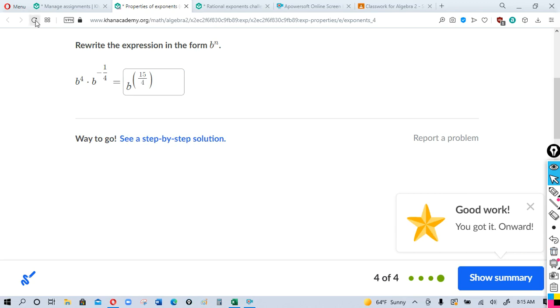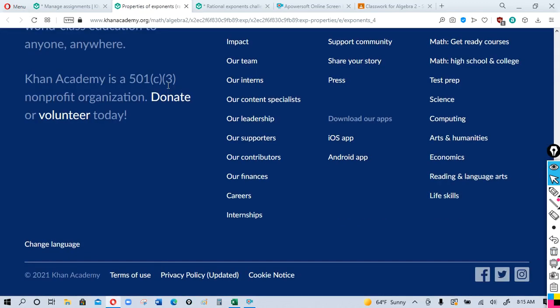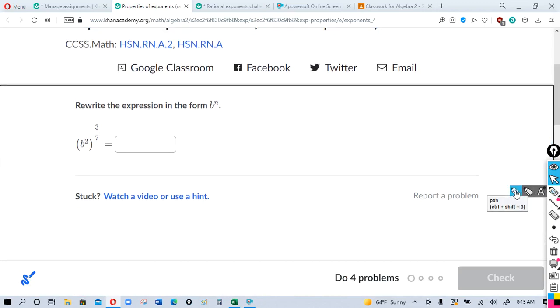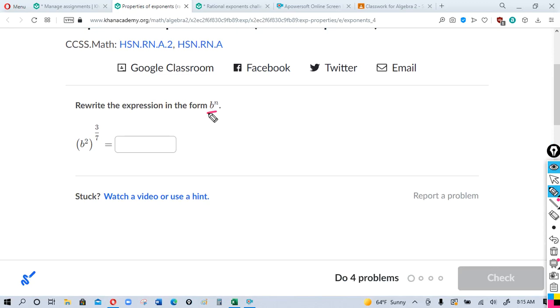All right, one more, because these are tough. So write it in the form of b to the n. When you have something with an exponent and you raise that whole thing to another exponent, you multiply the exponents. So we have b, and the 2 is going to be times 3 over 7. 2 times 3 over 7. 2 is the same as 2 over 1, if that helps you.